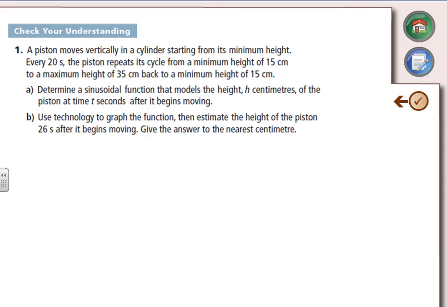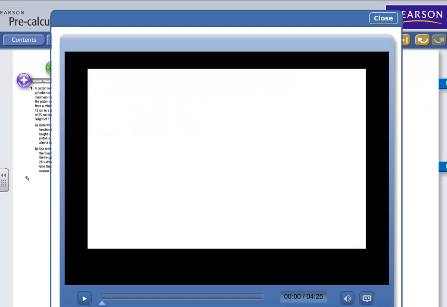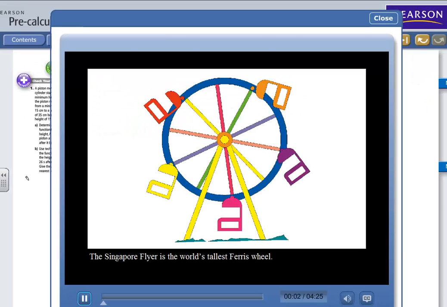Looking at this first example, I'm going to let the lady explain their example before I get into ours, just so you can see the process to go through. The Singapore Flyer is the world's tallest Ferris wheel. People ride the wheel in capsules. The wheel has a diameter of 150 meters and completes one revolution in approximately 32 minutes. A capsule reaches a height of 165 meters. Part A. Determine a function that models the height, h meters, of a capsule at any time, t minutes, after the wheel begins to rotate.